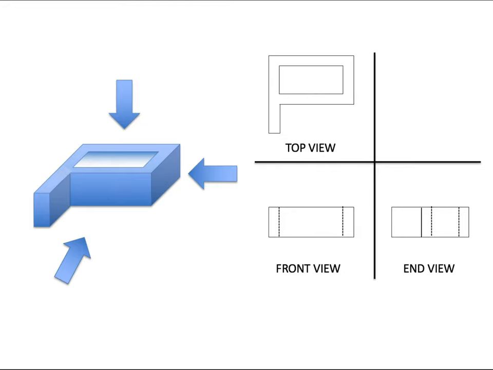So now let's say we add an extra extension to the previous shape. Again, the top view can reflect that extra extension pretty easily. For the end view, this time we can add on this little extra extension with solid lines, because we can obviously see this change from that direction. But with the front view, how does this one change? Or does it change at all?